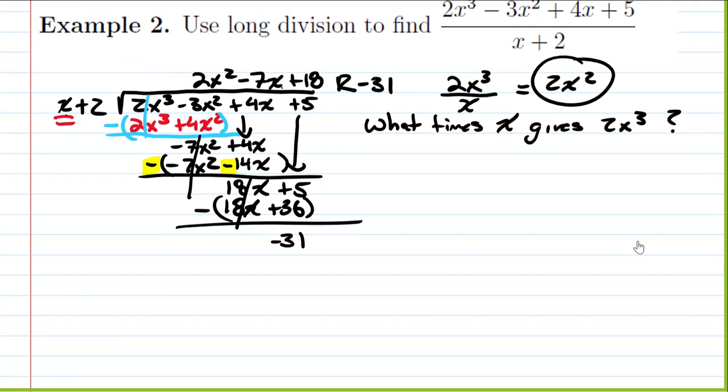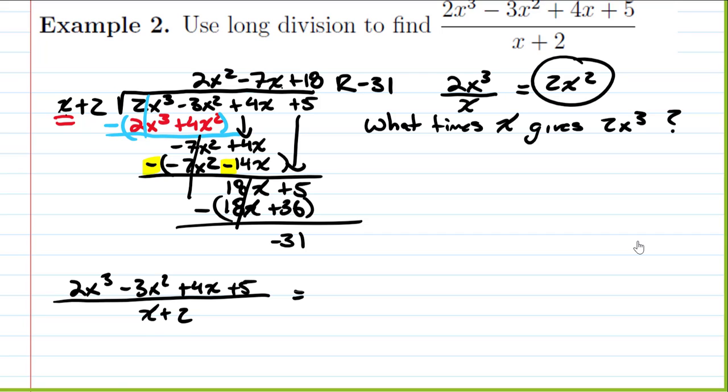So then this tells us, writing it out in a similar fashion to what we had above, 2x cubed minus 3x squared plus 4x plus 5 divided by x plus 2 is equal to our whole part, which is 2x squared minus 7x plus 18, plus our remainder, which is negative 31, over our divisor, which was x plus 2.